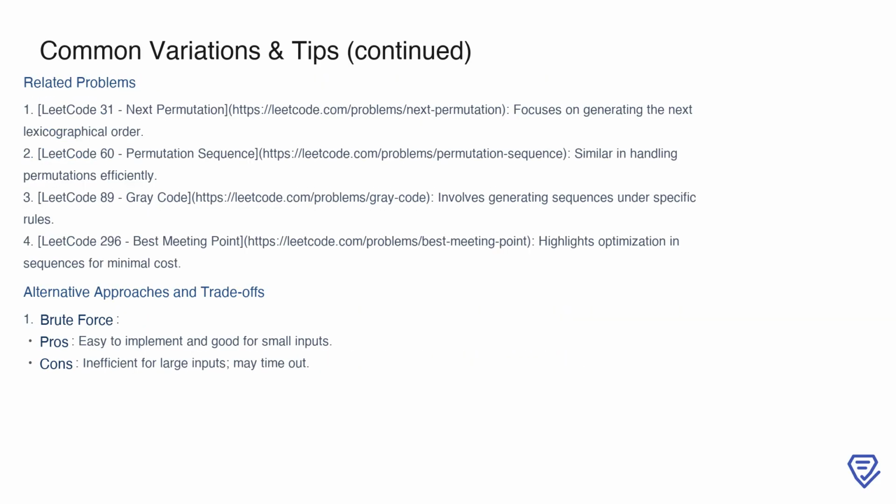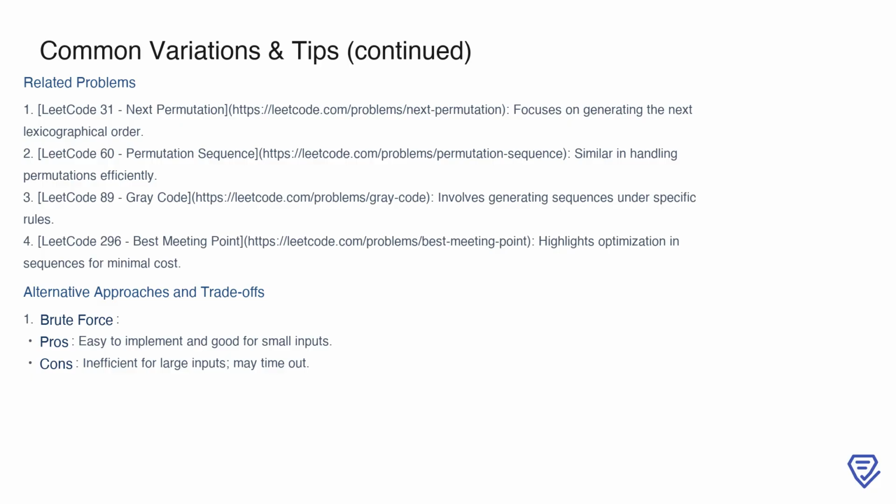If you're looking to deepen your understanding of similar problems, here are some related ones. LeetCode Problem 31, Next Permutation, focuses on generating the next lexicographical order, which requires understanding how to manipulate sequences efficiently. Problem 60, Permutation Sequence, is another example that deals with permutations but emphasizes efficiency. Problem 89, Gray Code, involves generating sequences under specific rules, similar to how transformations operate in this problem. Lastly, Problem 296, Best Meeting Point, highlights optimization in sequences but with a focus on minimizing cost, another skill relevant for reducing computational overhead here.